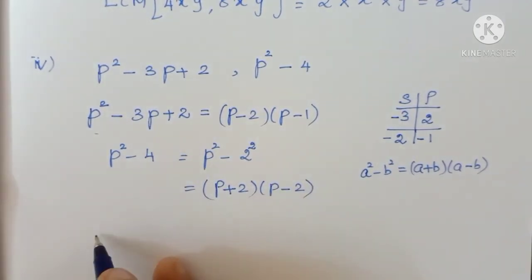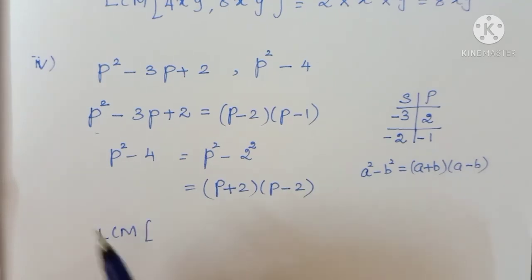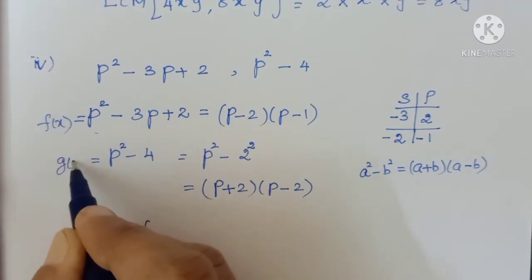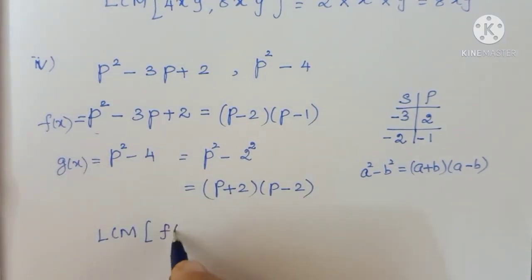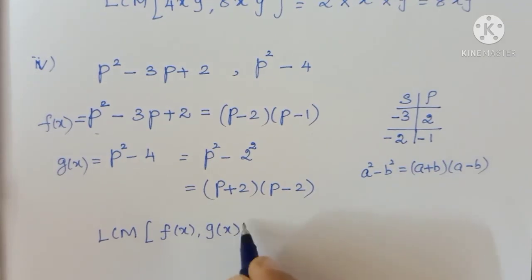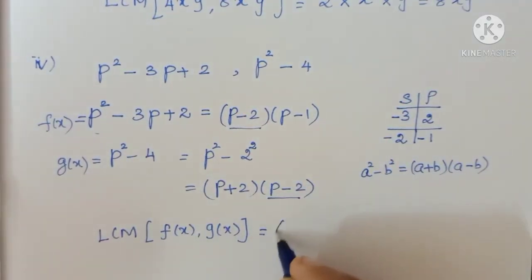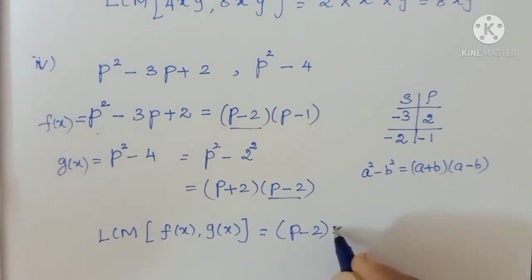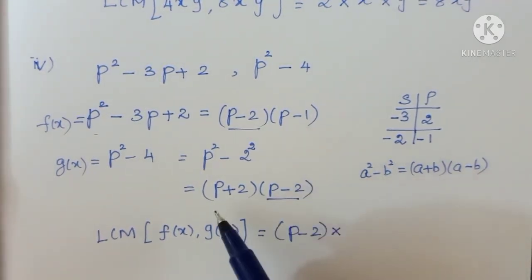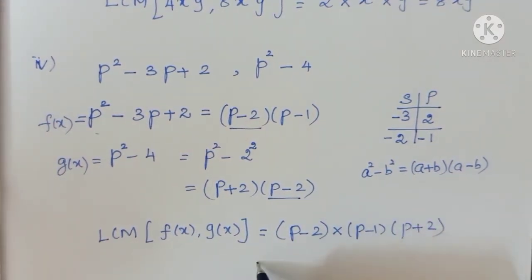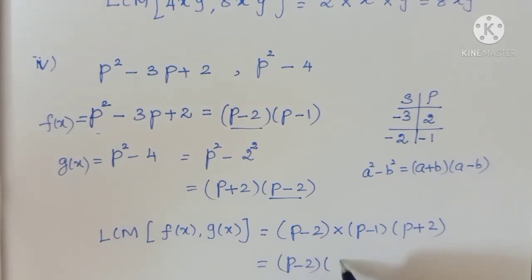Okay. Now we are going to find the LCM of the given two polynomials. Here I am going to take the first one as f of x and second one I am going to take as g of x. Now see LCM of f of x comma g of x. What is the formula we will use for LCM? LCM what is the first common factor. See this product, here p minus 2, here also p minus 2. So we are going to write once p minus 2. Common factor into, other factor is what? P minus 1, here p plus 2. So into p minus 1 into p plus 2. So this one we can write as p minus 2 into p minus 1 into p plus 2. Okay.